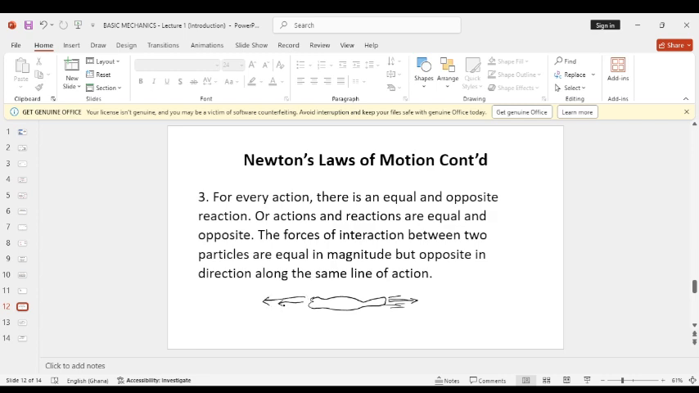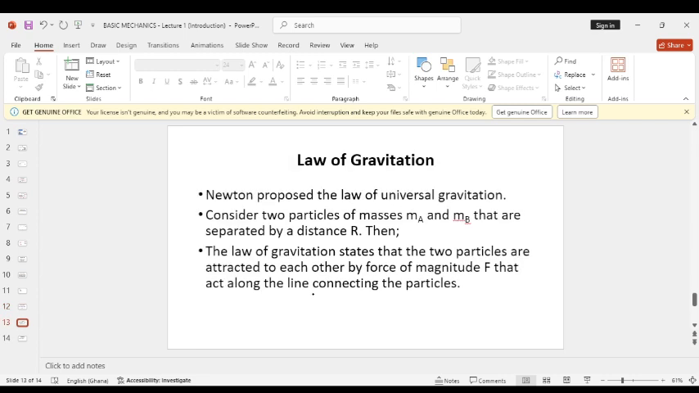That is how Newton's law of motion can be represented in simple terms. The action and the reaction are equal in magnitude, but opposite in direction along the same line of action.